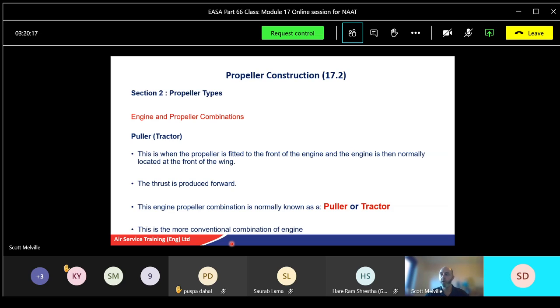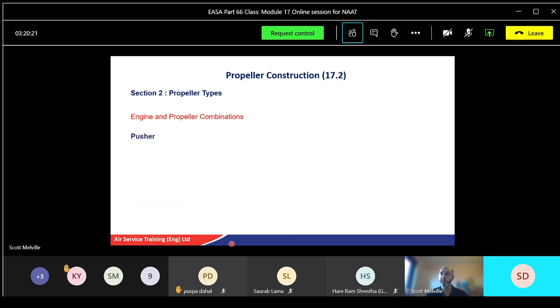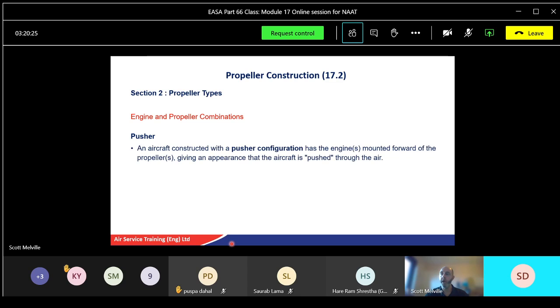More conventional combination of engine. Pretty much what you would normally see. A pusher, as it sounds. An aircraft with a pusher configuration has the engine or engines mounted at the rear of the propeller, giving the appearance that the aircraft is actually being pushed from behind, pushed through the air.